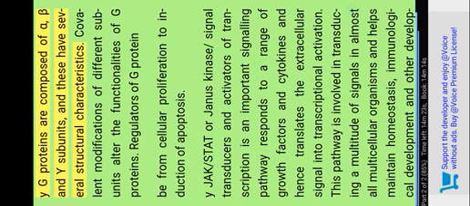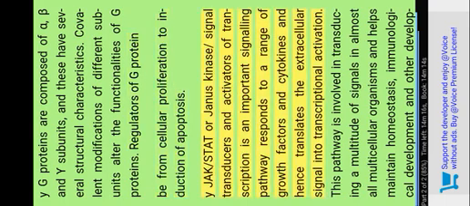Why G proteins are composed of alpha, beta, and gamma subunits, and these have several structural characteristics. Covalent modifications of different subunits alter the functionalities of G proteins. Regulators of G protein signaling affect processes from cellular proliferation to induction of apoptosis.